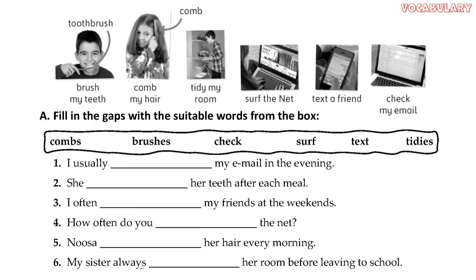Let's move to the vocabulary section, and we have toothbrush, brush my teeth, comb my hair, tidy my room. You have to study these words carefully and well. Fill in the gaps with the suitable words from the box. Number one, I usually blank my email. So it's check my email in the evening. She blank her teeth. So it's she brushes her teeth.